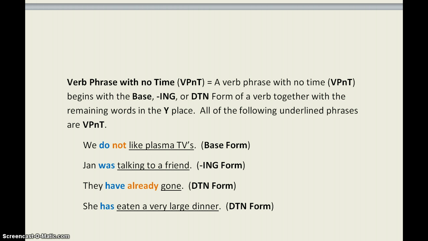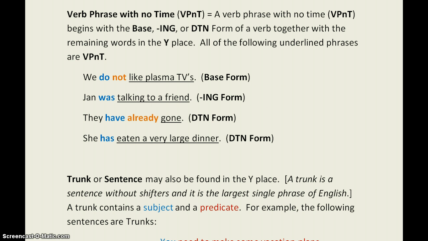Those are the five first phrases of English. The biggest phrase of English is actually a trunk or a sentence. A sentence is a group of words we can change to a yes or no question. A sentence has a subject, it has a predicate, it may also have shifters. A trunk, on the other hand, is a sentence. It has a subject and a predicate, but a trunk has no shifters. A trunk is just the subject and a predicate, and that is the largest single phrase of English.